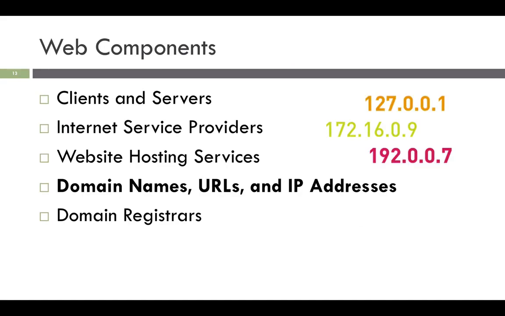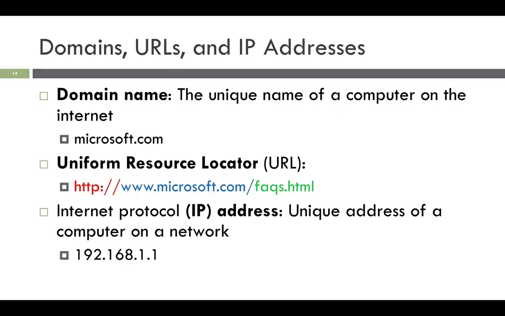You probably heard about domain names, URLs, and IP addresses. So what are they? A domain name is a unique name of a computer on the Internet, such as Microsoft.com. A uniform resource locator, or URL, is the exact location of a document on the web that combines the protocol, domain name, and the HTML file name. An IP address is a unique address of a computer on the network, such as 192.168.1.1.